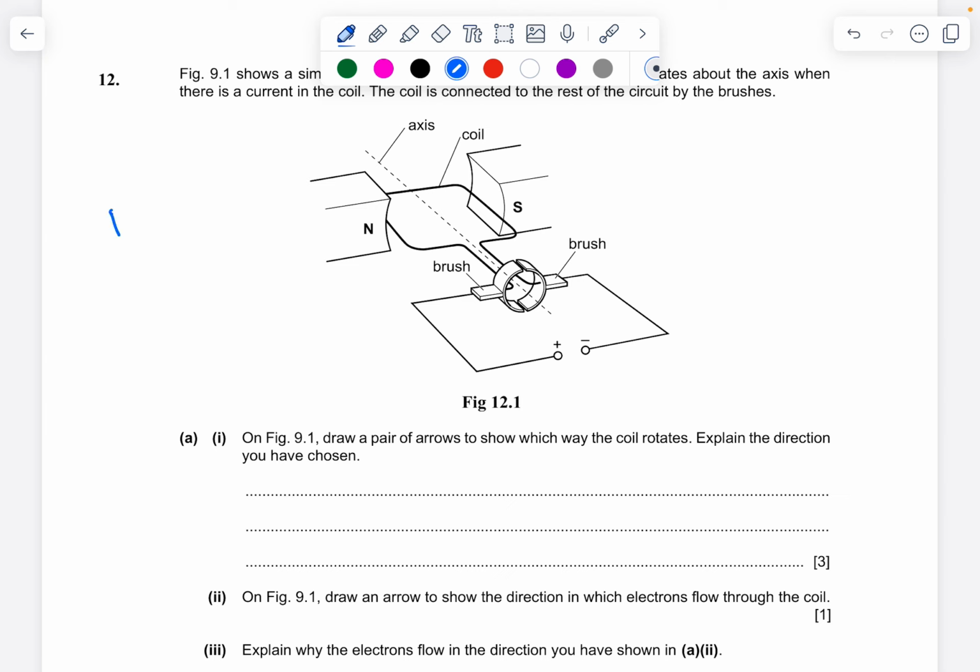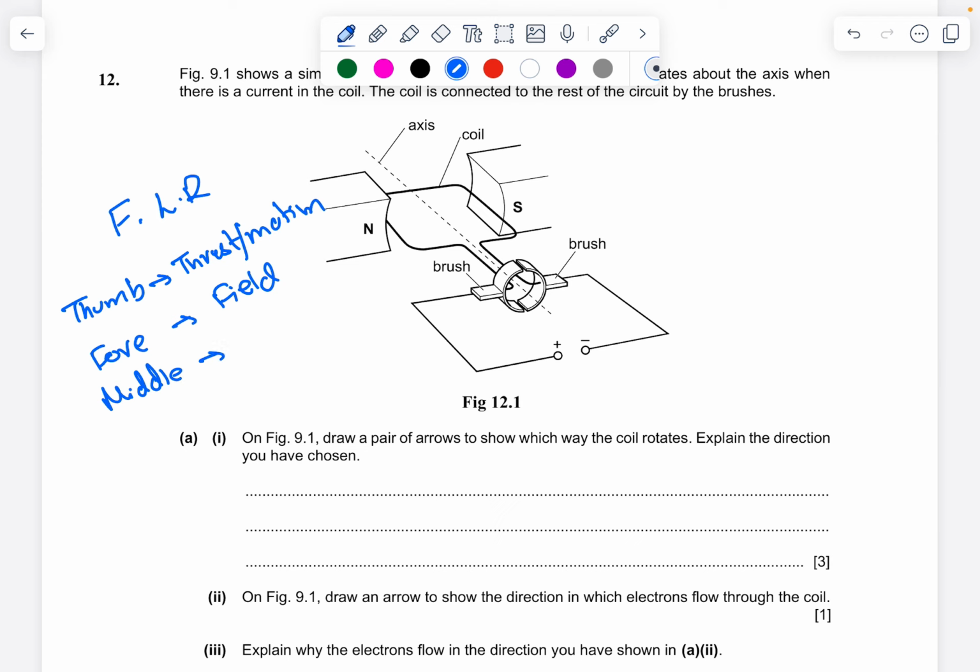So we know that we will be using Fleming's left hand rule, where the thumb shows the thrust or motion, the forefinger shows the direction of the field, and the middle finger shows the direction of the current. Now we can see that the magnetic field will always be from the north pole to the south pole, and the current is flowing from positive to negative in this direction.